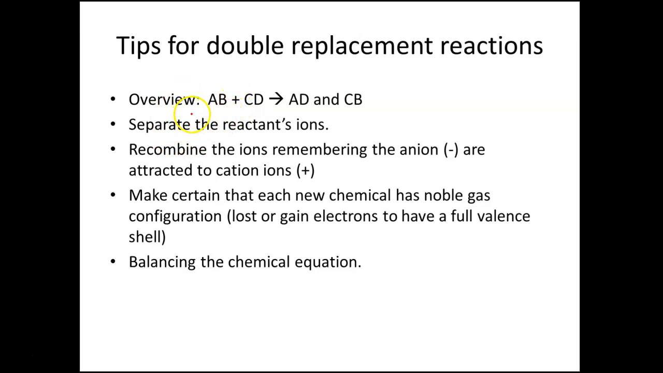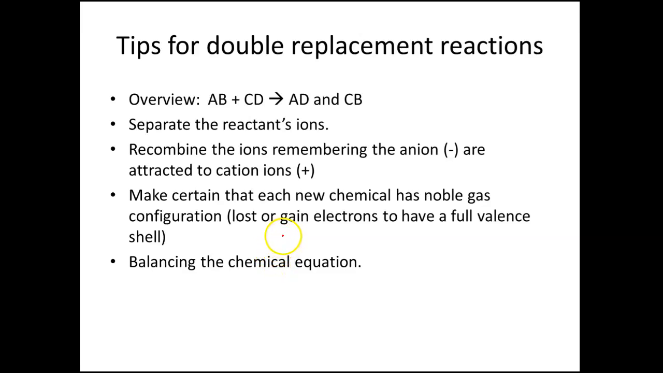When we do that, if you can include in your notes, the first thing we need to do is separate the reactants' ions, just to see what ions we have. And then we're going to switch them. We're going to recombine the ions, remembering that anions, which are negatively charged, are attracted to cations, which are positively charged, and we essentially switch them. Make certain that each new chemical has noble gas configuration. In other words, it needs to have as many ions so that it gains a full valence shell, or that the other ion has lost all of its electrons. And then the last step is balancing the chemical equation.